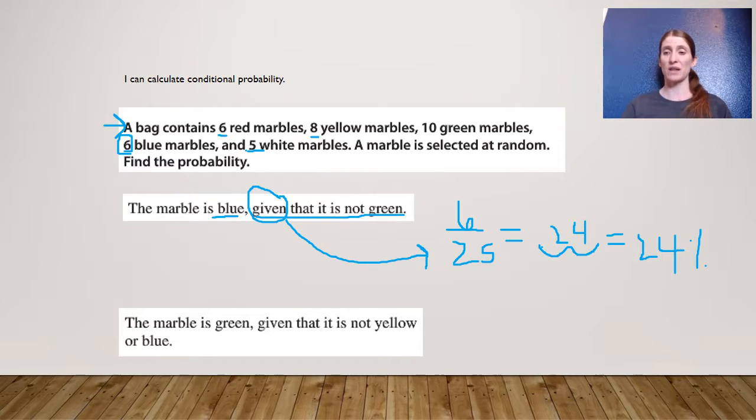So now let's try the next one. The marble is green, given, so there's that key word, we already know where our denominator is, that it is not yellow or blue. So now we're taking out the blues and the yellows. So we have 6 red, 10 green, and 5 white. If I add those up, I get 21, and that's my denominator. I want to know green, so I'm going to put 10 on top. I'm going to go ahead and divide, and that's 0.4761.